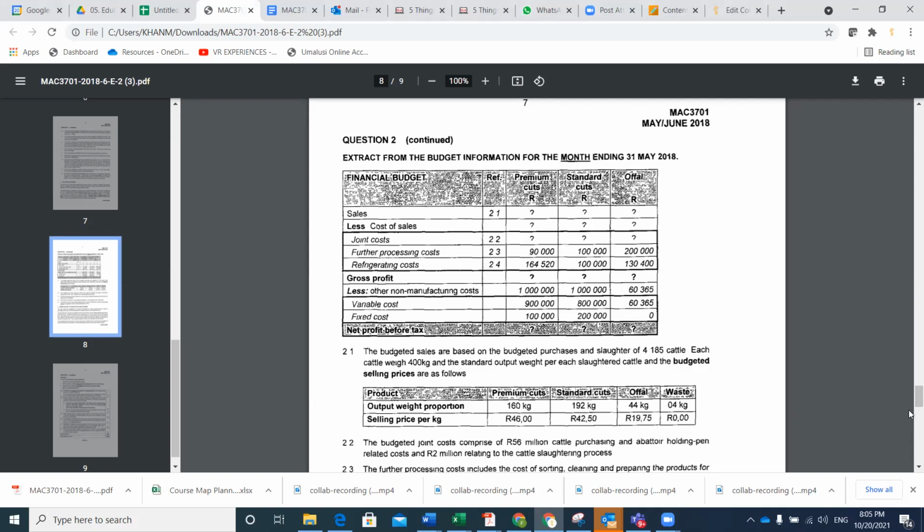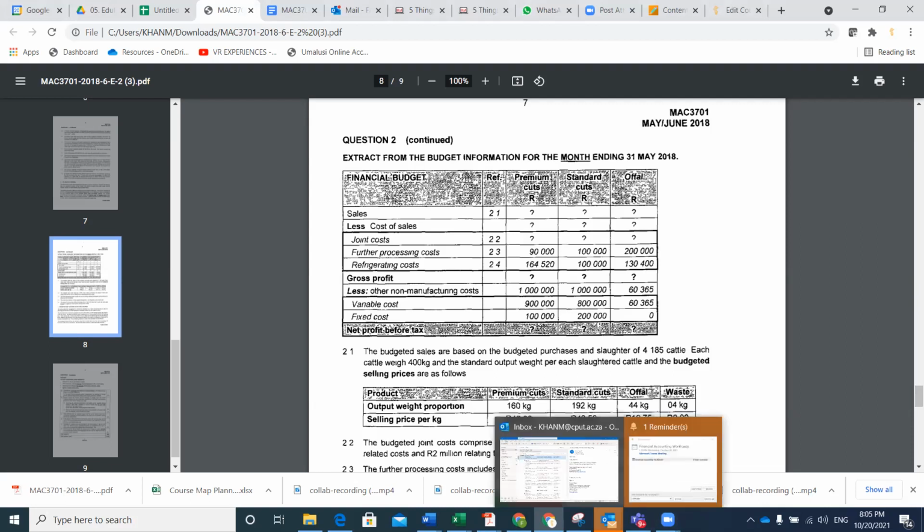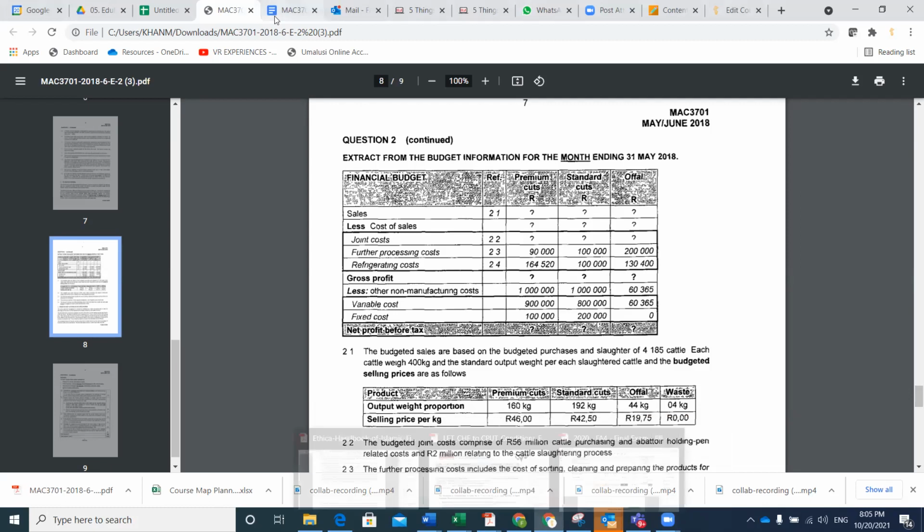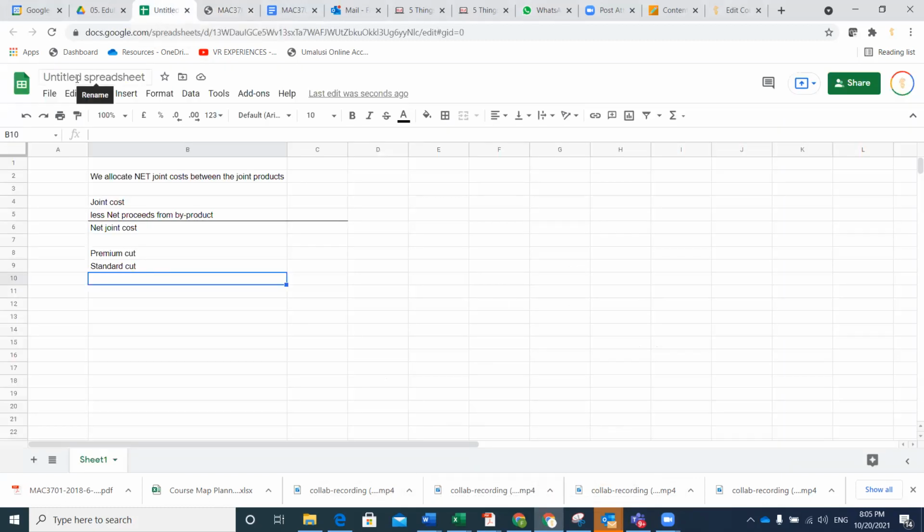Now let's have a look. What are the joint costs? Okay, so let's first work out what the joint costs are. I'm going to make this quickly. You can see my screen, just let me know if you can't. You should be able to see Excel, I mean Google Sheets.